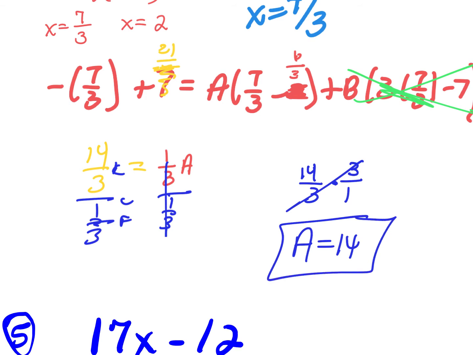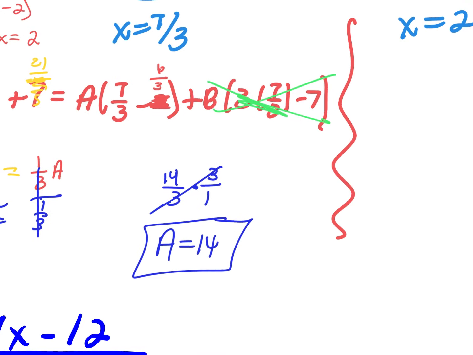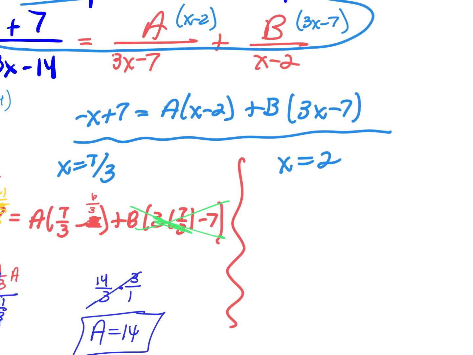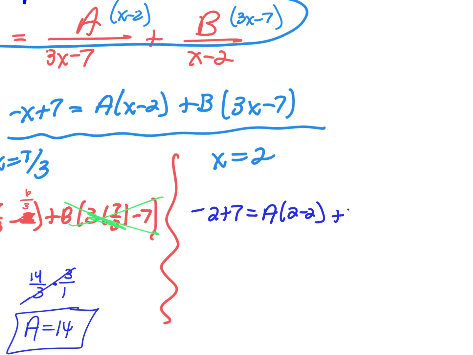Perfect. Now I'm going to scoot on over here, and I'm going to do the exact same thing, but instead of plugging in 7/3, what am I going to plug in? 2. So, all right, I have -2 plus 7 equals A times 2 minus 2 plus B times 3 times 2 minus 7. Do we like to do this when there's whole numbers? Yeah.